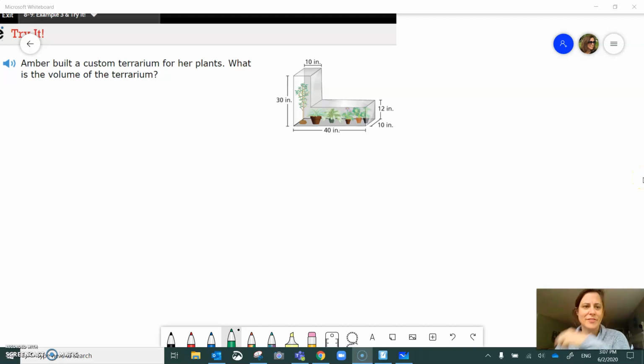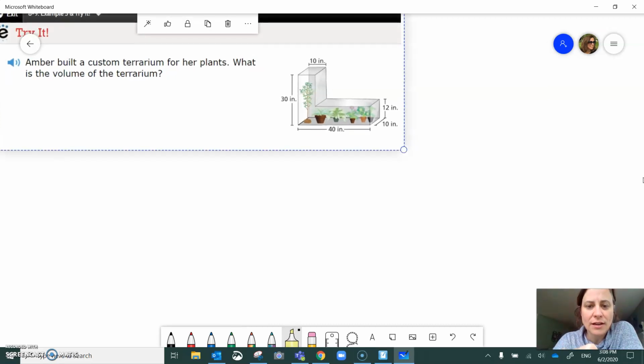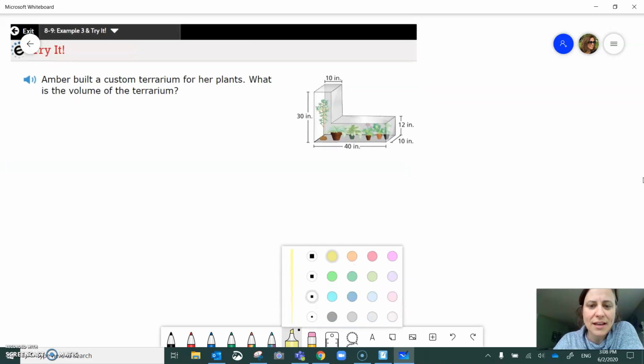Okay, the last one from 8-9, example 3, try it, has a volume of an irregularly shaped figure. Lots and lots of ways that you can solve this. My favorite way is to just split it into two shapes where I know that I can find the volume of those two shapes. And as I'm looking at this, I'm thinking we could cut it across, try that again.